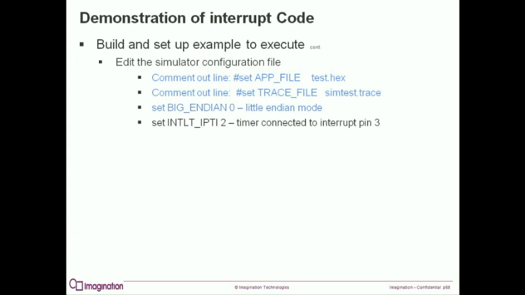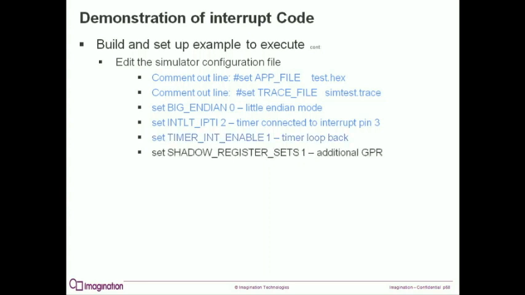Change the set int_lt_ip it to 2 for interrupt vector 2, which is connected to hardware interrupt vector 0. This will indicate to the simulator that it should loop the timer interrupt back to this vector. Change the timer interrupt enable to 1 to enable the use of the timer interrupt pin. And last, set shadow register sets to 1 to add a shadow register set to the core configuration.